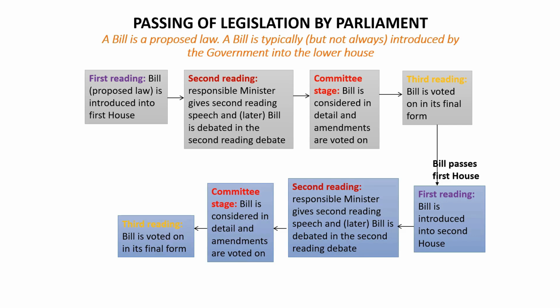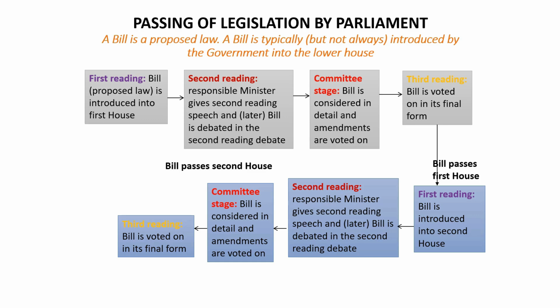Now, one person can't be a member of both the lower house and the upper house, so the role of the responsible minister in the lower house in both the first reading and the second reading will be undertaken in the upper house by another member of the government, generally a minister who has been elected to be a member of the upper house. If the majority of members vote in favour of the bill being read a third time, then the bill is passed by the second House.